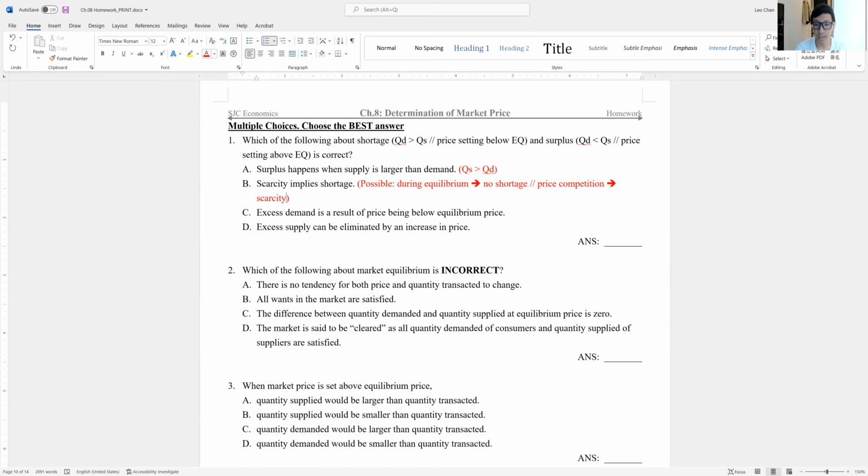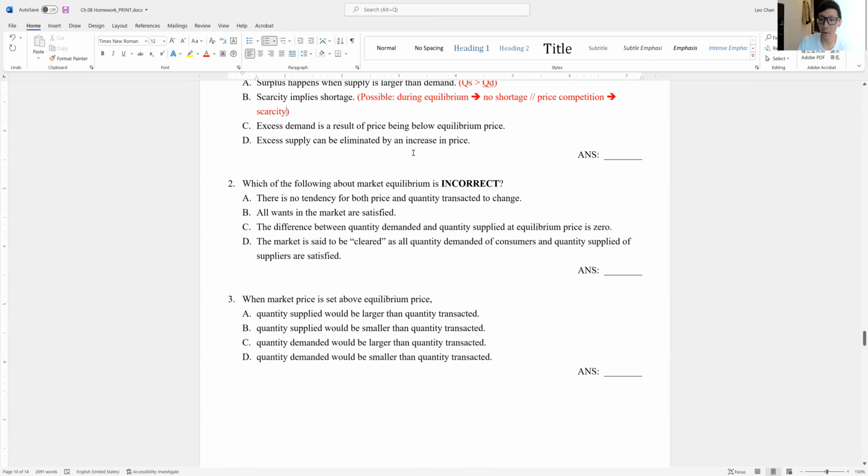Now C, excess demand is a result of price setting being below equilibrium price. Excess demand, shortage. I think this is the answer. C is the answer. And D, excess supply can be eliminated by an increase in price. Excess supply is surplus, so I think the price should be lowered, not increased. So the answer is C here.